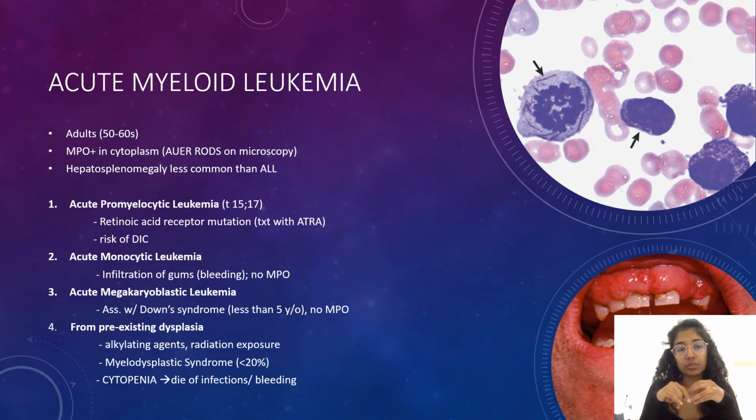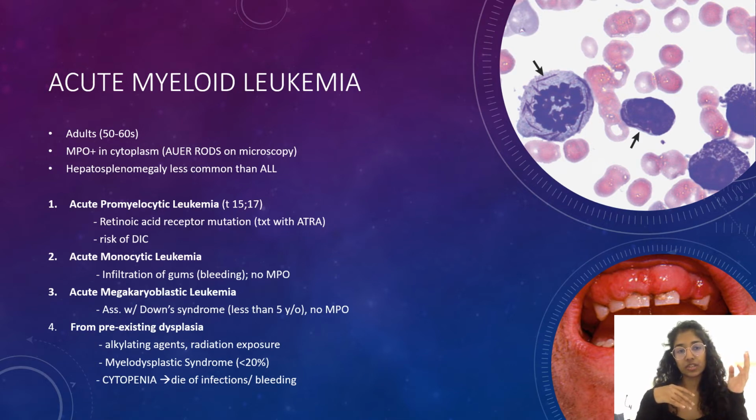And another important feature is that hepatosplenomegaly in AML is less common as compared to ALL, so there will be less dissemination systemically in AML as opposed to ALL. Depending on the cytogenetic abnormalities, the surface markers, as well as the cell lineage, you can differentiate AML into different subtypes.